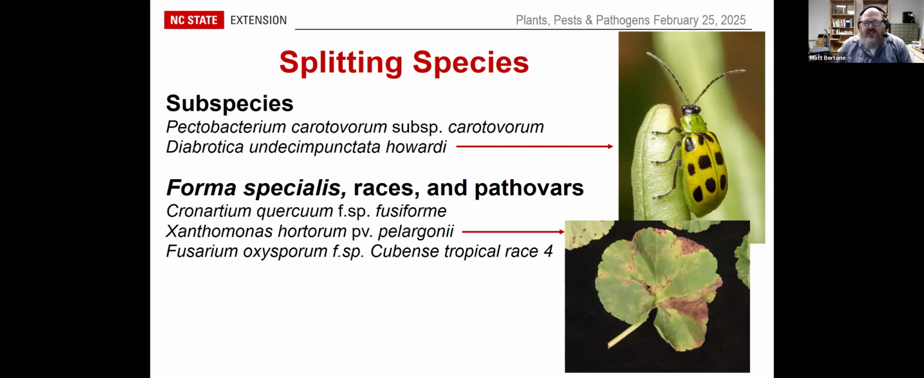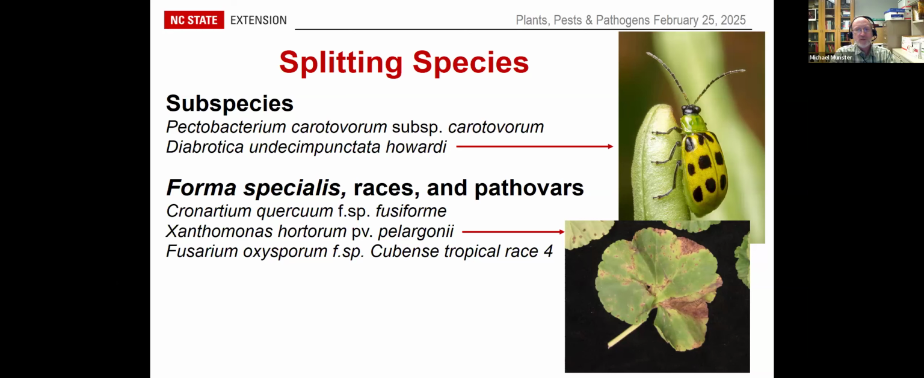Yes, so subspecies are not super common in animals, but they are dictated by the code and they are accepted. For instance, the spotted cucumber beetle, a corn rootworm here in the east, is Diabrotica undecimpunctata howardi. In the west, there's a western version of it that's a different subspecies. Again, it really depends on the taxonomist to say whether these are true species or not. But if they can interbreed but seem distinct enough, maybe you put a subspecies on them.